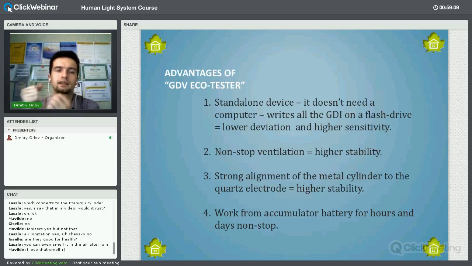Not like in the present version of Bio-Well or all other EPI GDV devices, this is the only device that has this ventilation. So it has higher stability and higher sensitivity also, because it reacts to the changes in the environment. And it works from an accumulator for hours, and it can even work non-stop for days.